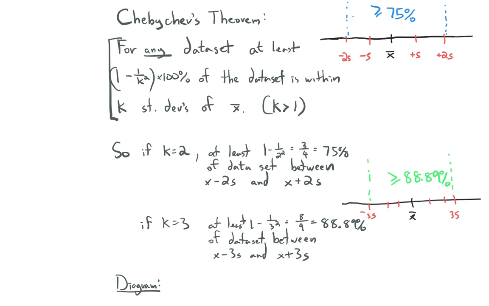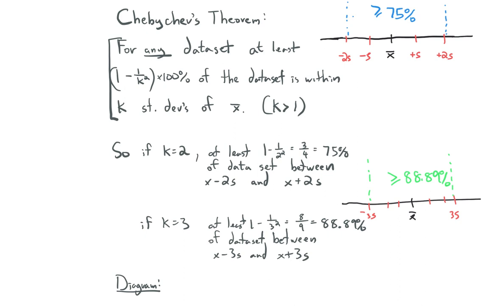There could be more, and in fact we're going to see that when our data sets are nice and symmetric, and they have a nice bell curve, it's going to be much more data within 2 and 3 standard deviations. If we have a nice bell curve, then roughly 95% of the data is going to be within 2 standard deviations, and roughly 99.5% of the data is going to be within 3 standard deviations.